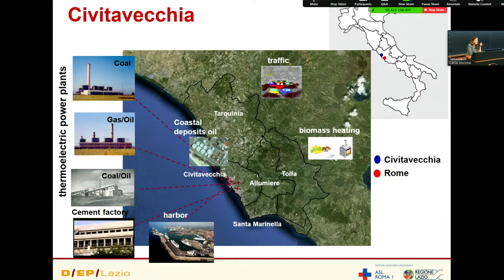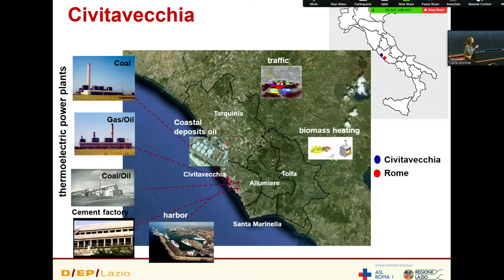Then we have coastal deposits for the oils. Then we have a harbor, and we talked briefly about the problem of ships' emissions affecting the quality of air. And this is a coastal area, but we have mountains over here. So people in the mountains mainly use biomass combustion during winter for civil heating.